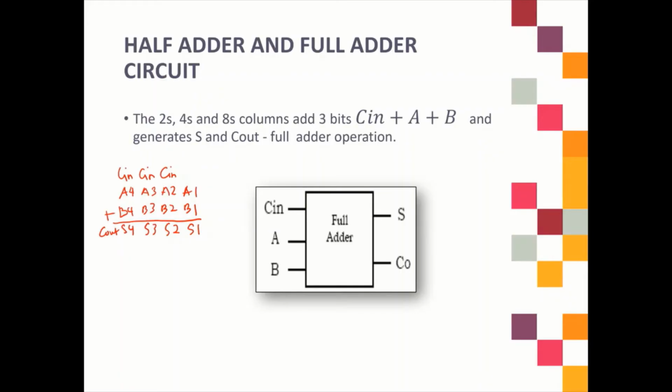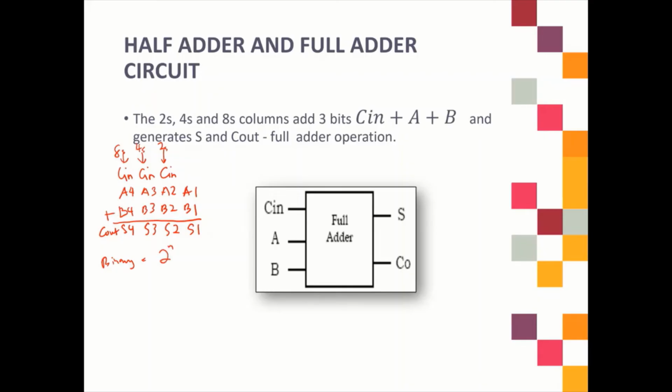So what is meant by the 2, 4, and 8 columns at 3 bits, C in, A, and B? This refers to these columns. This is column 2, this is column 4, this is column 8. So where did these values come from? They come from the position of your binary bit. If you remember from chapter 1, binary is 2 power of n.